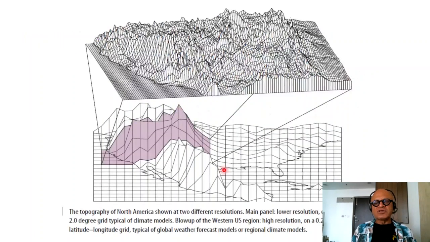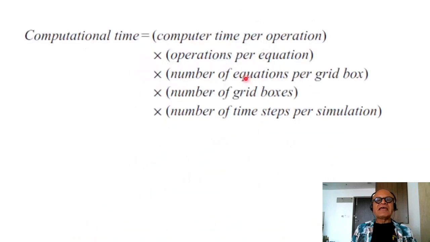This is going from 2 degrees to 0.2 degrees, so that's a huge jump in these things. And then imagine adding chemistry, adding other details like land vegetation equations and so on and so forth. That makes it very expensive.